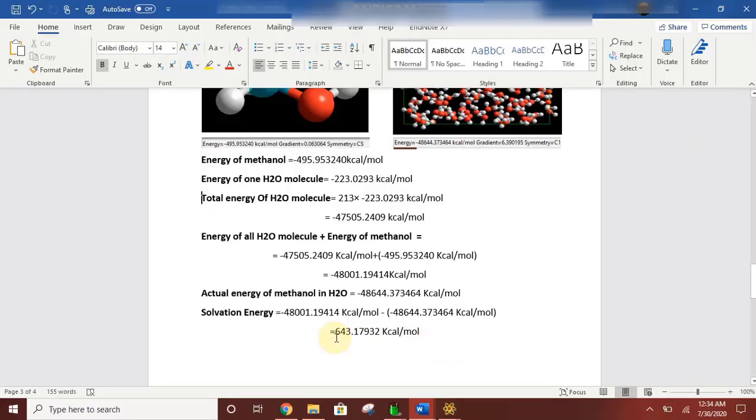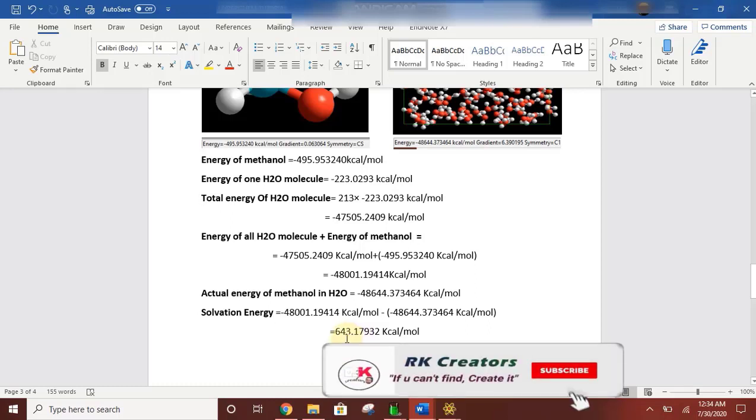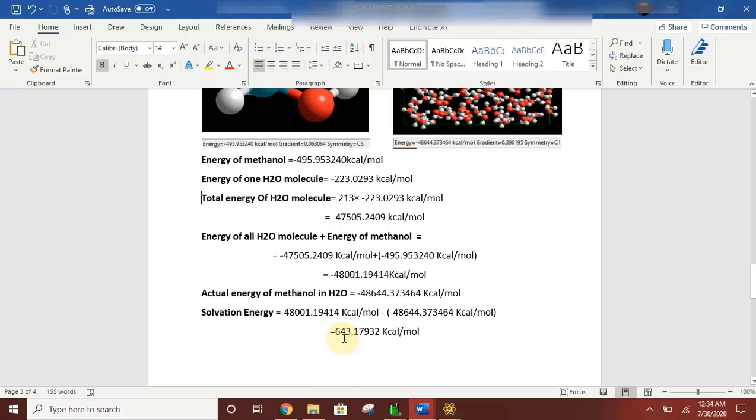You see the positive sign with the solvation energy shows that the solvation of methanol in water is truly an endothermic process. If your answer comes out negative, it means your negative value of solvation energy depicts that it is truly an exothermic reaction.